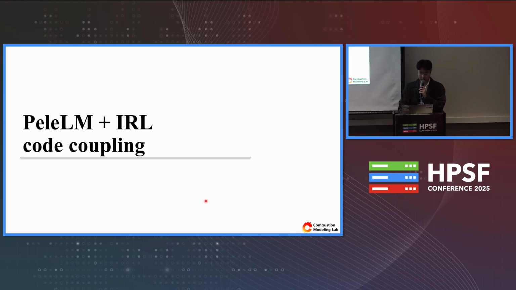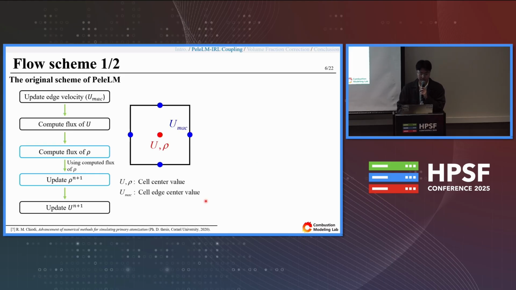First is the PeleLM plus IRL code coupling. This is the original scheme of PeleLM, which ignored the chemical kinetics. It first updates the edge velocities, computes the flux of the velocity and the flux of the density, updates the next time step density, and finally updates the next time step velocity.